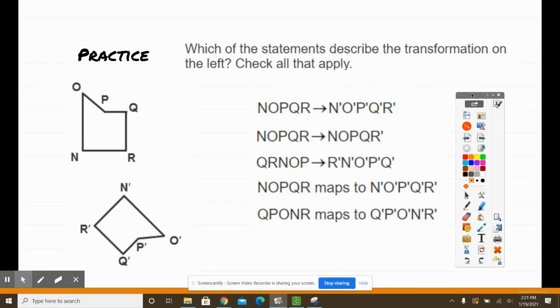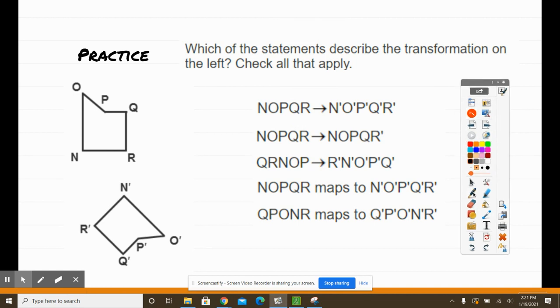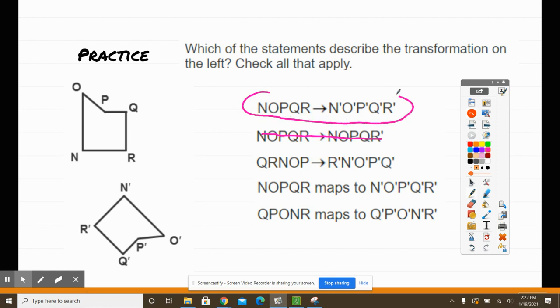Okay, let's see this guy. Let's practice with the mapping. So what happened here? It looks like it was rotated. Can you see that it was rotated? So they used NOPQR. We can use the arrow instead to say where it goes. So which one of these would be right? Well, this one only has one prime, so that's not right. N has to go to N prime, so that's right. O to O prime, P to P prime, and so on. Q would have to go to Q prime, and that's not in the right order, so that doesn't work.